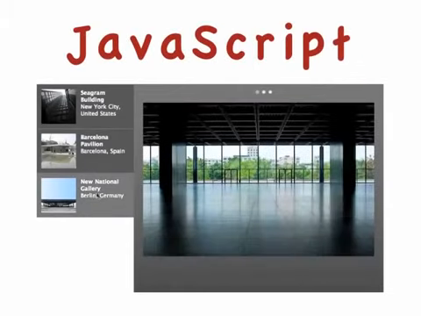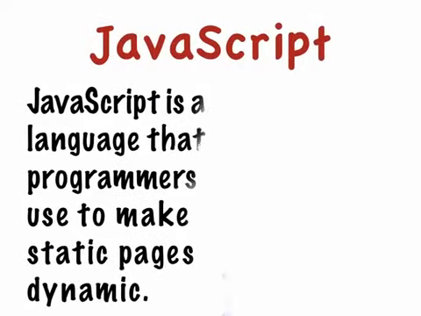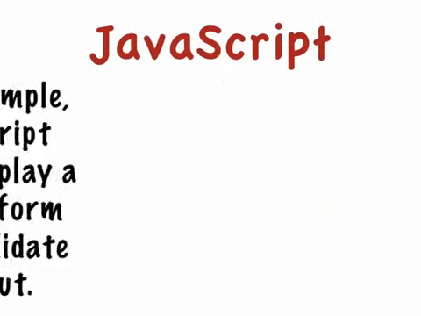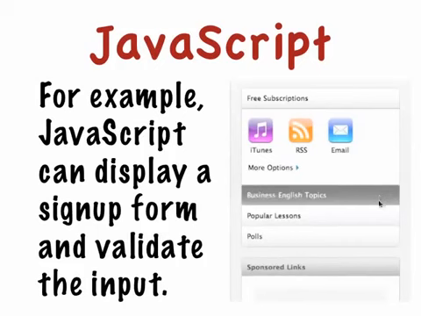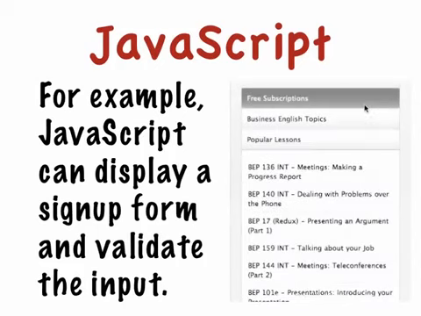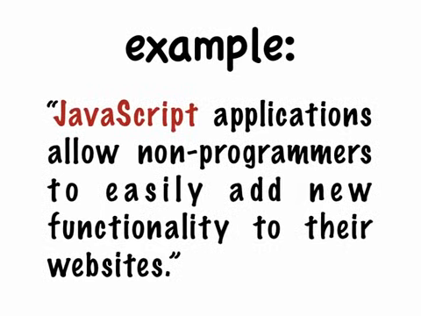JavaScript. JavaScript is a language that programmers use to make static pages dynamic. For example, JavaScript can display a sign-up form and validate the input. JavaScript applications allow non-programmers to easily add new functionality to their websites.